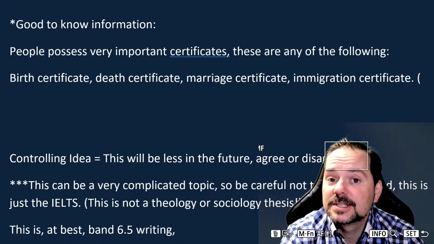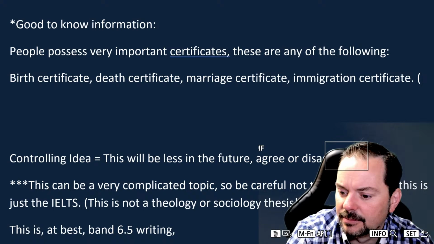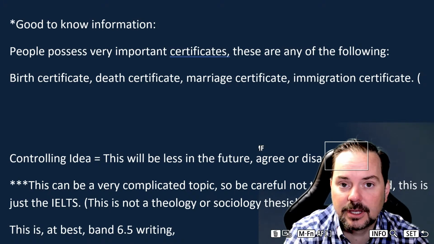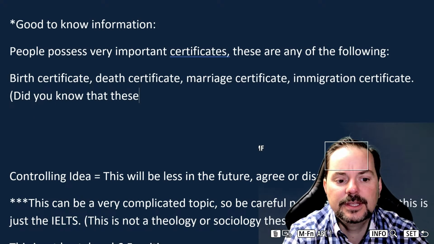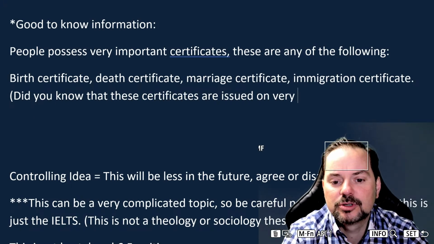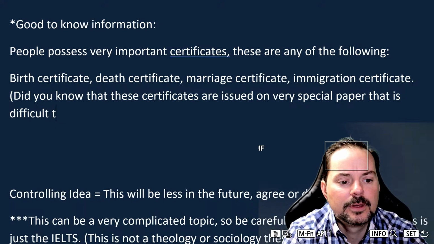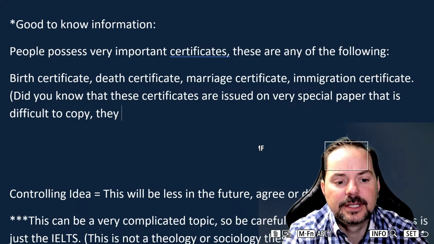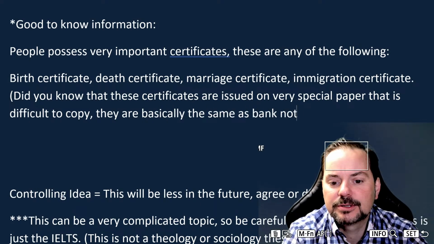Here's something interesting to know. Ghazi, I'm not sure if any of your kids were born here in Canada, but you're going to be thinking about this in a moment. Did you know that these certificates are issued on very special paper that is difficult to copy? They are basically the same as banknotes.